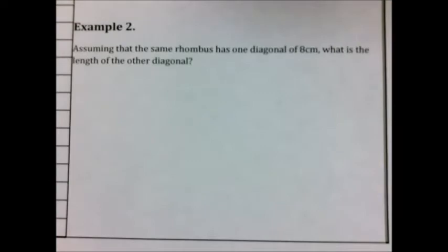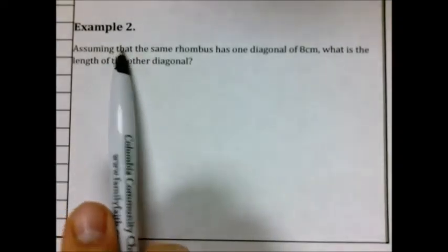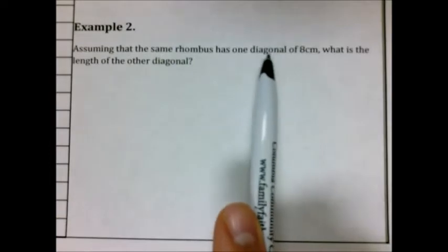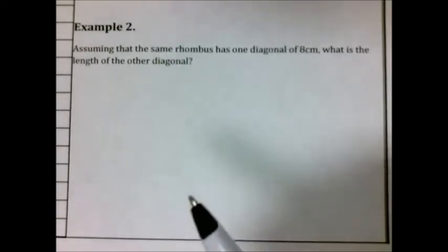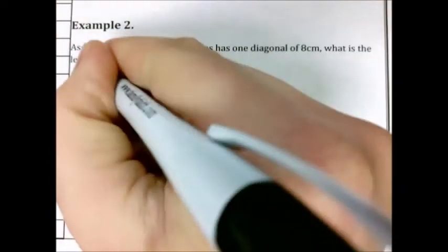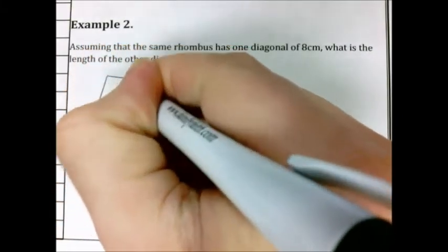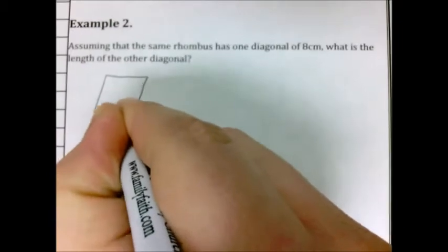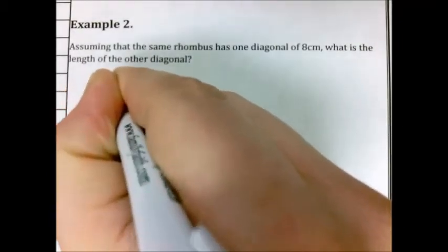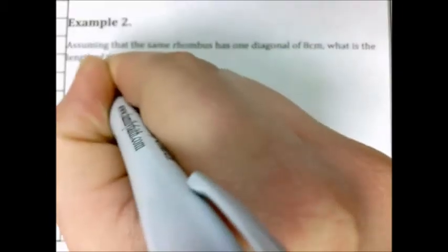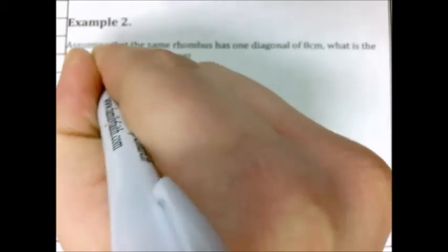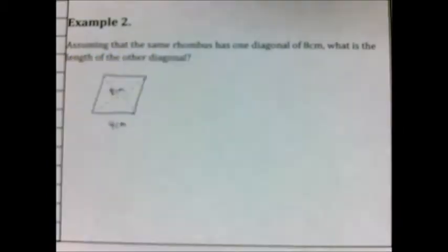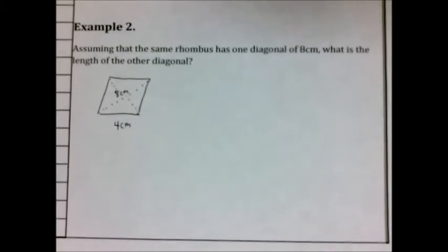Now example 2, we're using that same problem that we just did in example 1. It says assuming the same rhombus has one diagonal of 8 centimeters. So we're looking at that same rhombus, and I'll redraw it super fast here. We've got 4 centimeters as the sides, and it tells us that one of the diagonals is 8 centimeters. It's asking what is the length of that other diagonal.